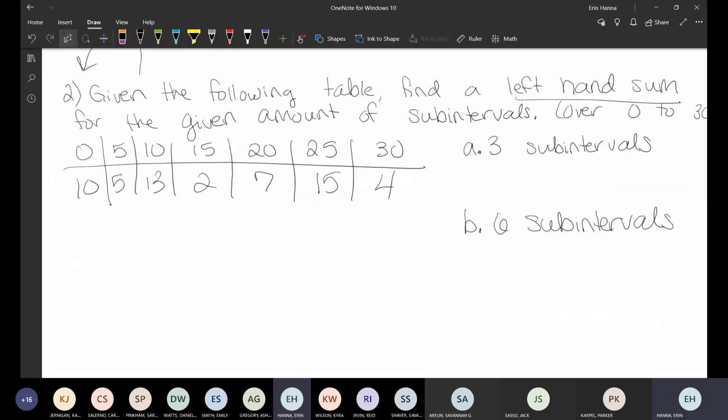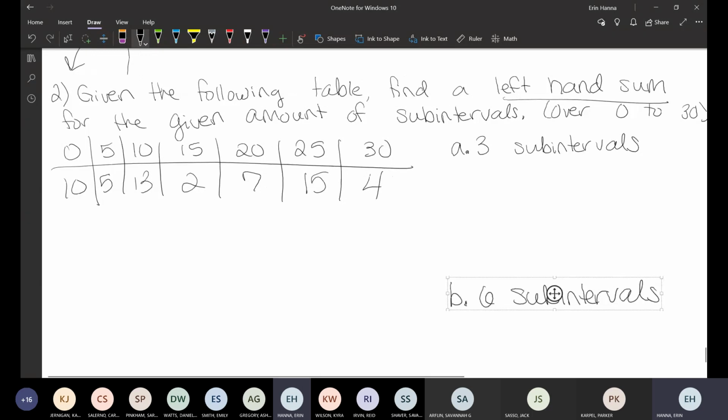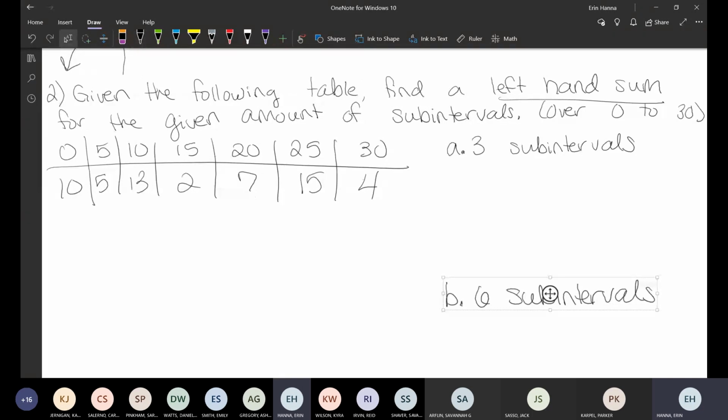For the next one, we wanted to find a left-hand sum, but we were asked to do it in essentially 2 different ways. One is in 3 subintervals and the second is going to be 6. We're going from 0 to 30 in both cases, so the total distance we're spanning is 30. If I want to span from 0 to 30 in 3 pieces, each piece is going to have a width of 10. So we're going from 0 to 10, 10 to 20, and 20 to 30.